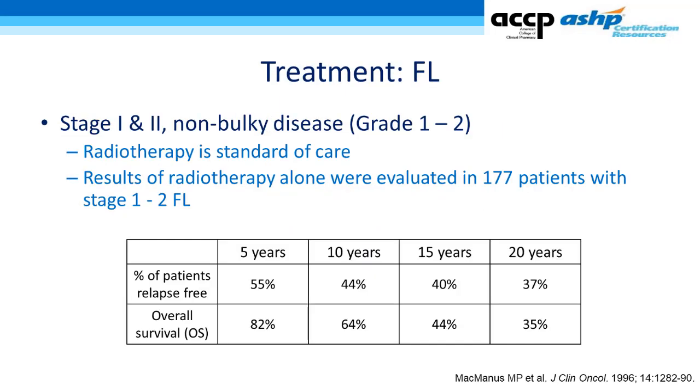For patients who have stage 1 or 2 non-bulky disease with grade 1 or 2 under the microscope, the standard of care is actually radiotherapy alone. You can see here this is a study that was done in 1996 that showed with administering radiotherapy alone to 177 patients with stage 1 or 2 follicular lymphoma had survival of up to 20 years with relapse-free rates approaching 37%. So again, in these early stage favorable diseases, if you want to initiate therapy, it's very likely going to be radiotherapy alone and not a pharmaceutical treatment.